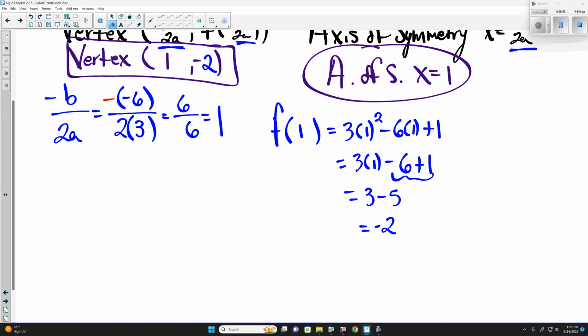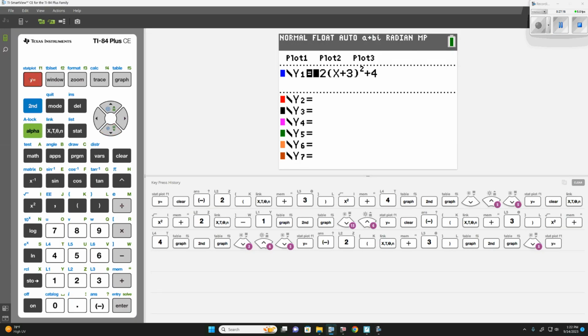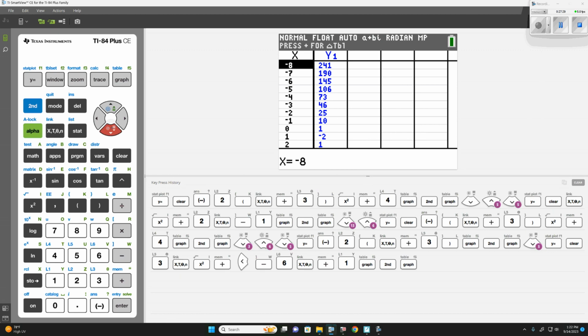So really, all we had to do is find the x value of the vertex and plug it into the function to find its corresponding y value. That's all f of negative b over 2a is. It just doesn't connect to the axis of symmetry or the vertex. Because if we graphed it, 3x squared minus 6x plus 1 graphed, we have this here.